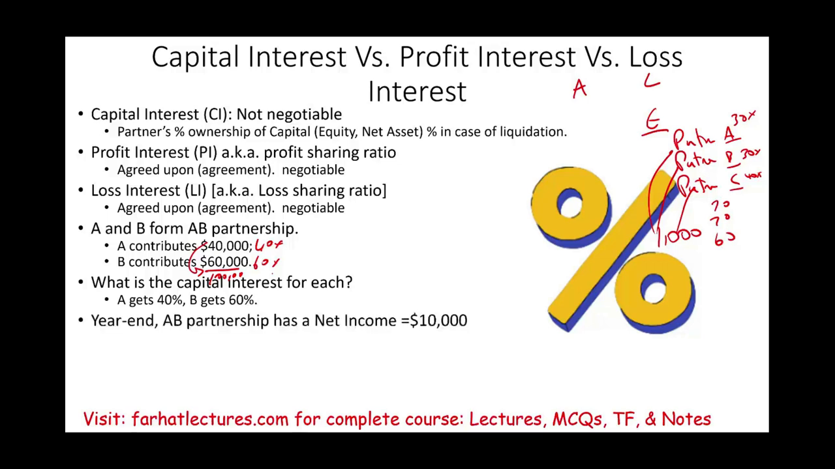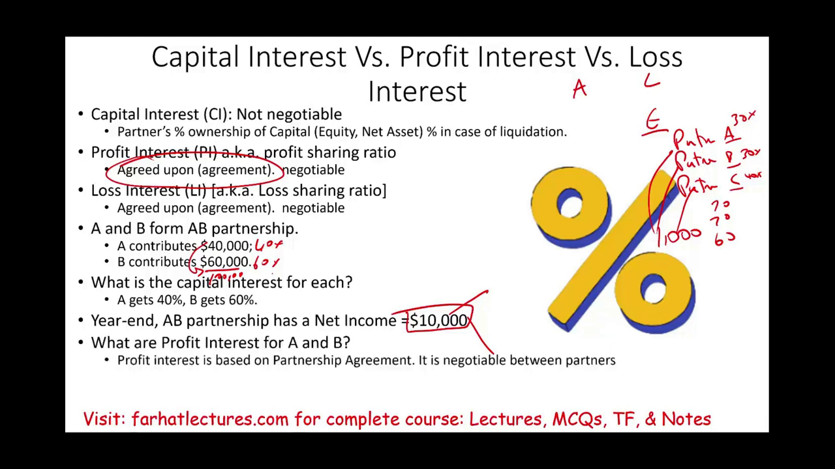Now, at year end, the AB partnership has net income of 10,000. How do we distribute this 10,000? Well, if you said 40% to A, 60% to B, you are not wrong, unless you are told otherwise. If there's no special allocation, or in the agreed upon agreement there's a way to distribute the profit or the loss for that matter. If it's a loss, then you would assume it's 40% to A, 60% to B.